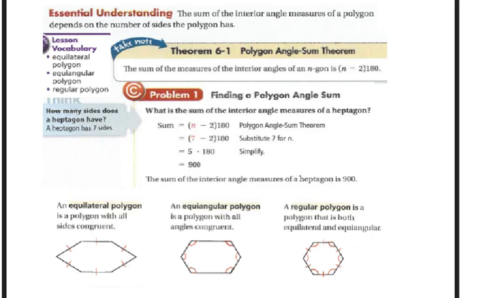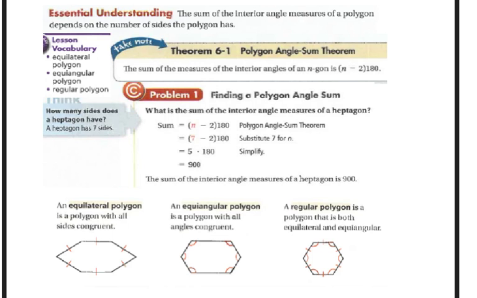Okay, so this video is all about the polygon angle sum theorem, and it's really easy. The main idea is that the sum of the interior angle measures depends on the number of sides of the polygon. So the more sides, the higher the sum of the measures. It'll make sense. For example, if you have a triangle, the sum adds up to 180.